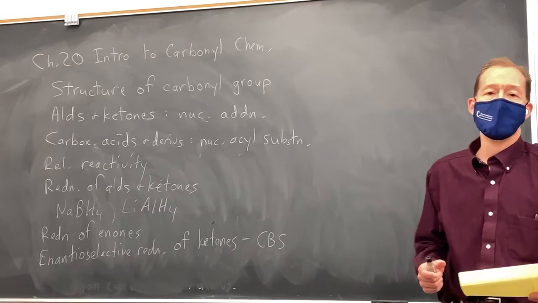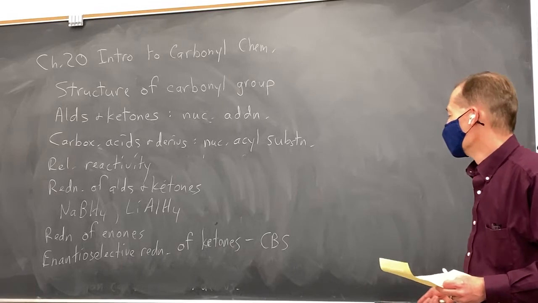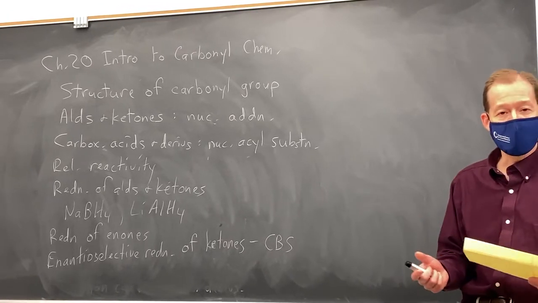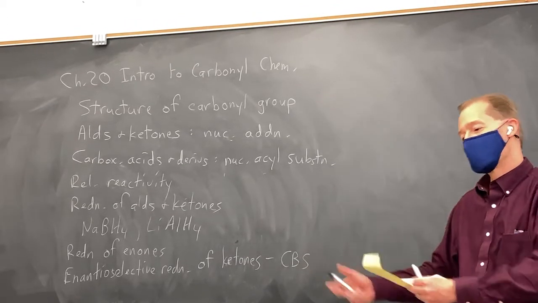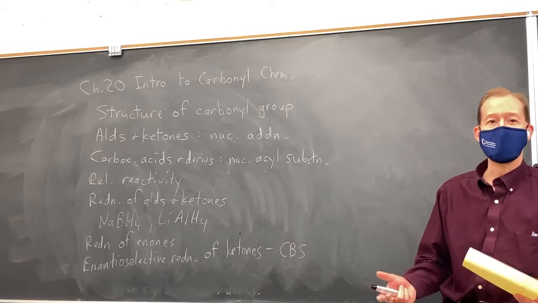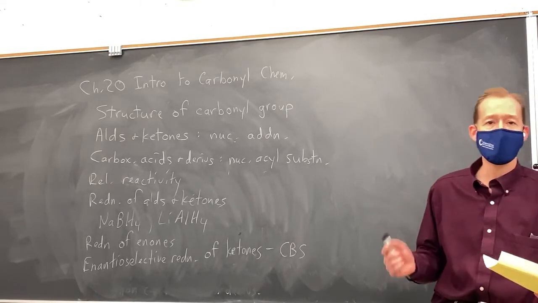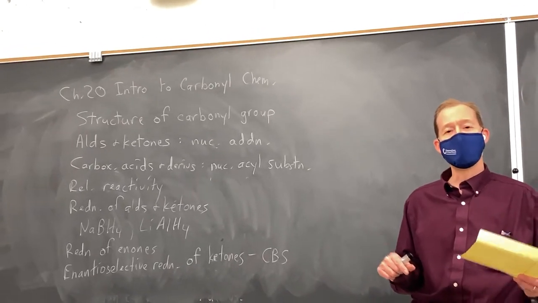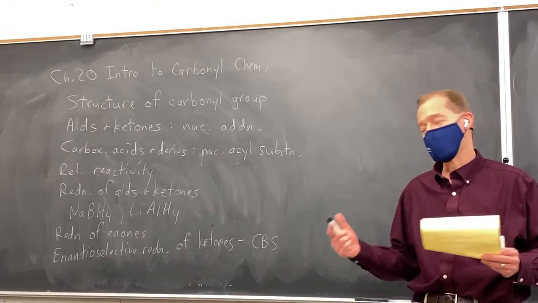Okay? Now, please don't memorize the structure of the CBS reagent. Please don't memorize the mnemonic device in the book that tells you which enantiomer of the reagent will give which enantiomer of the alcohol. That's not very valuable in my opinion. What's valuable is understanding how it's possible to obtain a major enantiomer and a minor enantiomer in that reaction.